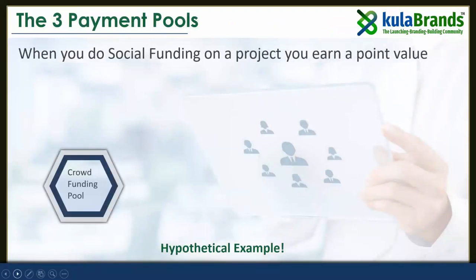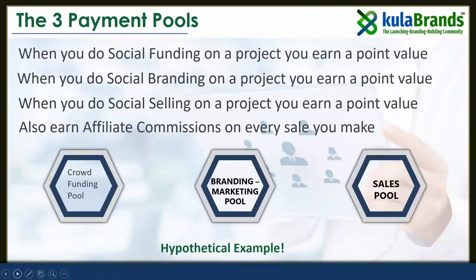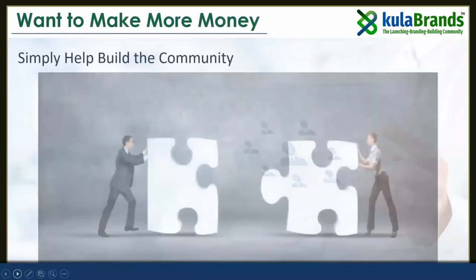One is the crowdfunding pool for social funding. Two is the branding and marketing pool. And number three is the sales pool. And so when you do any one of those activities on any project, you actually earn points in the pool that's connected to that project and to that activity.